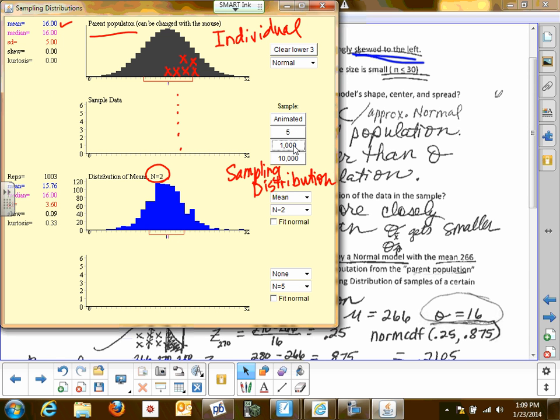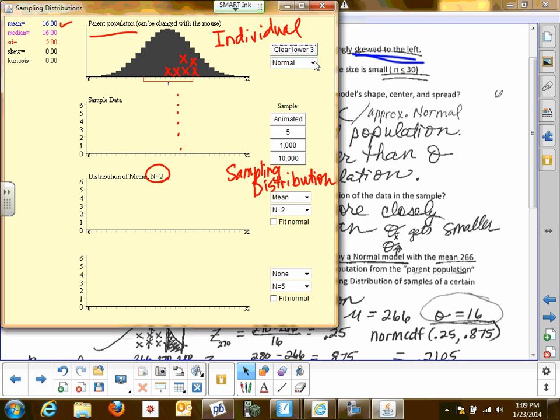So, the moral to this story is, if the parent population is normally shaped, then anything that drops down out of it, even something as small as samples of size 2, is normally shaped. Okay, good? All right.